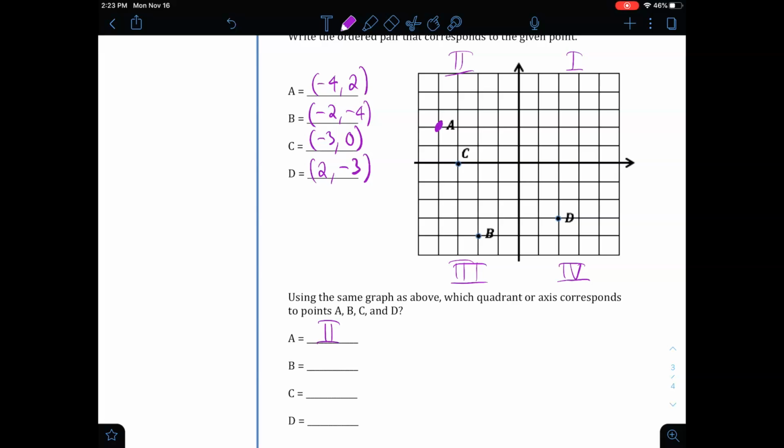See how you do. All right, for B, it looks like it's in the lower left, which is going to be quadrant 3. I guess I kind of gave it away when I wrote out those problems there. I probably should get rid of these. But, oh well, no worries.